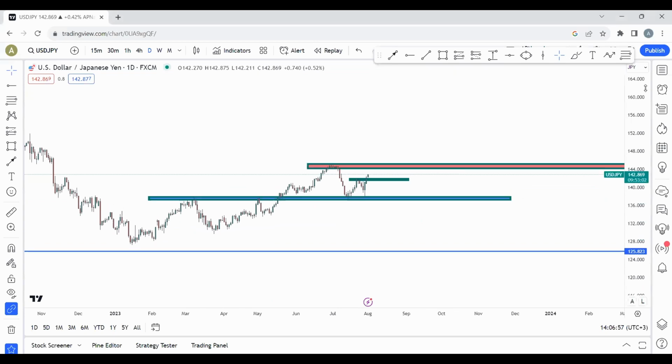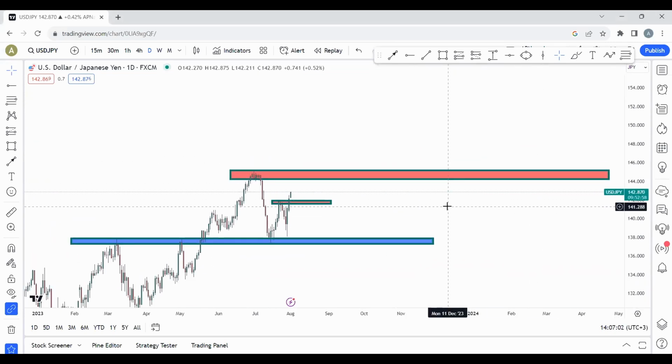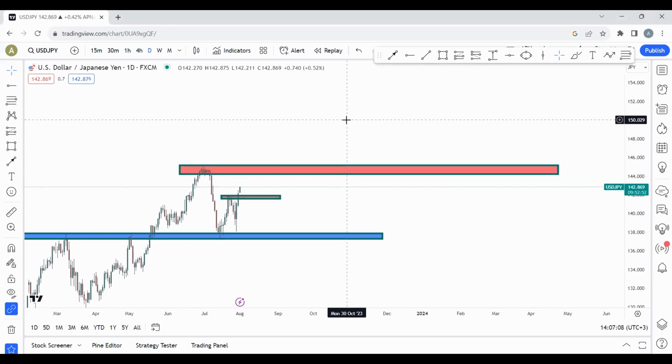You can add some aspects of confluence like Fibonacci. You can add a moving average, but make sure you're not having a lot of things to confuse you. Make sure that your chart is very simple to be understood by yourself, right? Because trading is personal, trading is for yourself. So make sure it is very easy to be understood and everything will be okay.